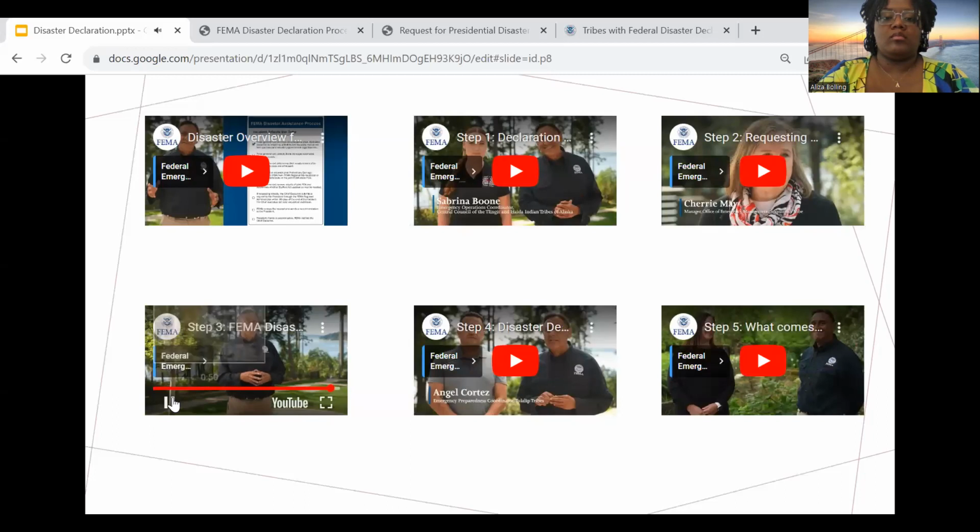Understanding the individual assistance, public assistance, and hazard mitigation grant program is essential to determine which programs may support a tribe's recovery. Tribal leadership determines which programs to request assistance from. If a tribe is requesting assistance independently of the state, the chief executive submits a request to the president through a FEMA regional administrator within 30 days of the end of the incident. That's it on step 3. The next video takes us to step 4, where we review disaster declarations and the first 30 days.